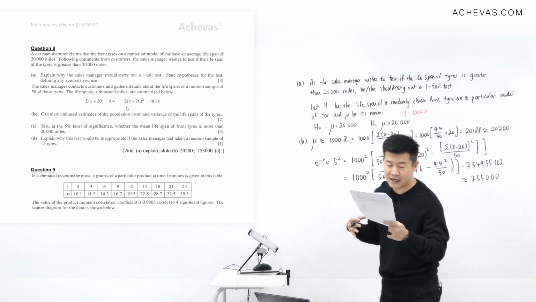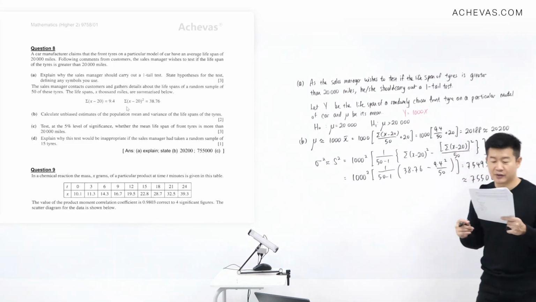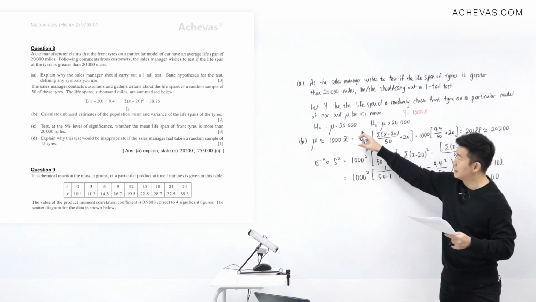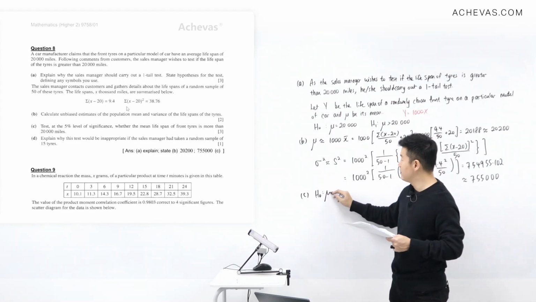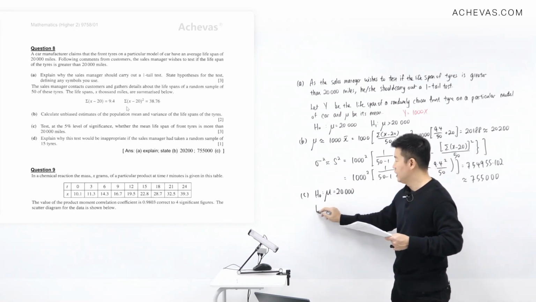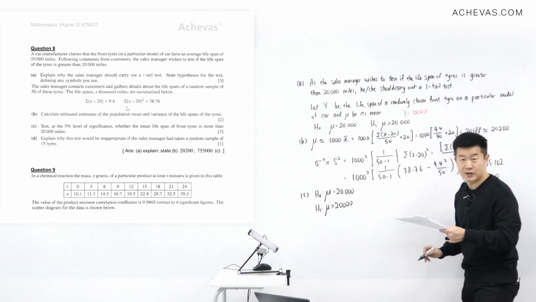And part C is then the test. We are supposed to do a test at 5% level of significance to check whether the mean lifespan of the front tire is more than 20,000. So we're trying to check this. Let me just rewrite. So H0 is such that mu is equal to 20,000. H1, we are trying to do a one-tail test to check whether it is more than 20,000.